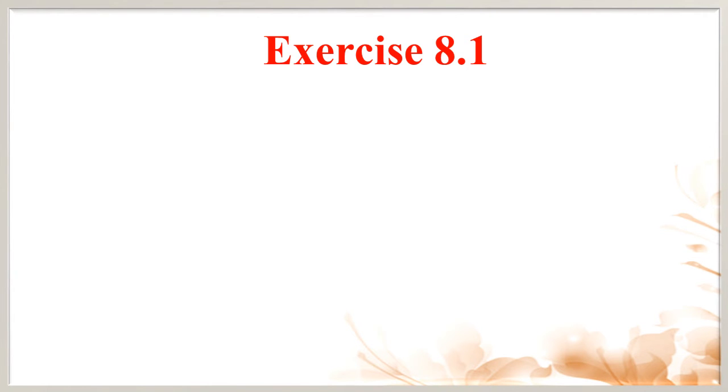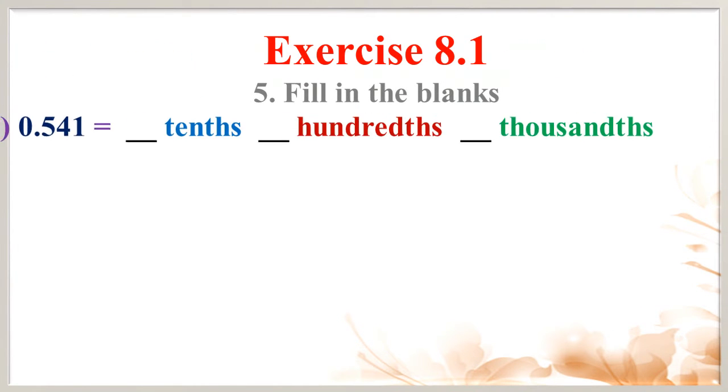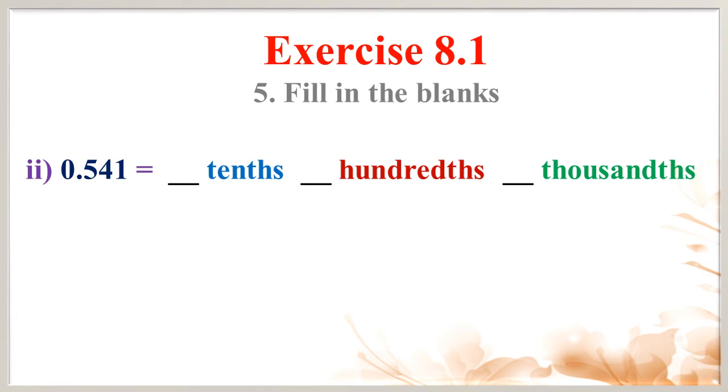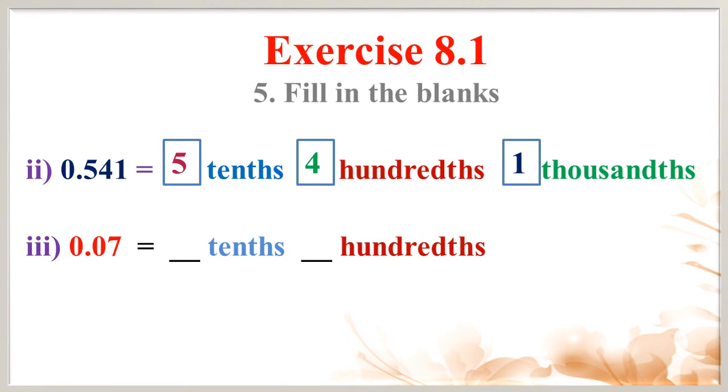Exercise 8.1. That is fill in the blanks. Second one, 0.541. As you know very well about place value, now we are going to write tens, hundreds, thousands. Here, after the 0, we can start 5 as tens, so we can write 5. Then hundreds, isn't it? Then what is that one? We have 4, so write 4 hundreds. Then what about thousands here? That is 1.